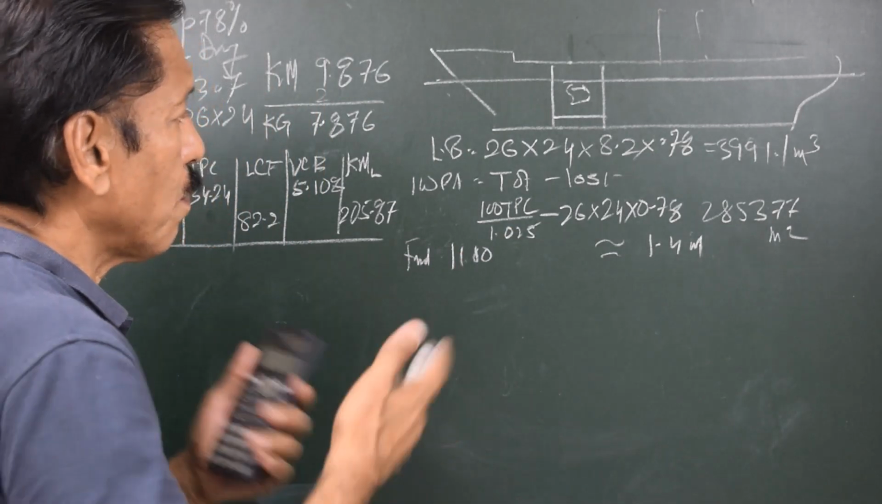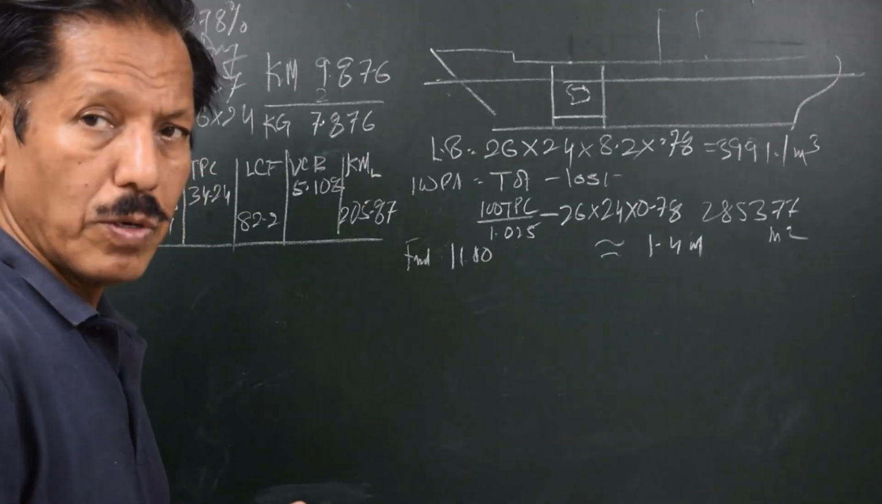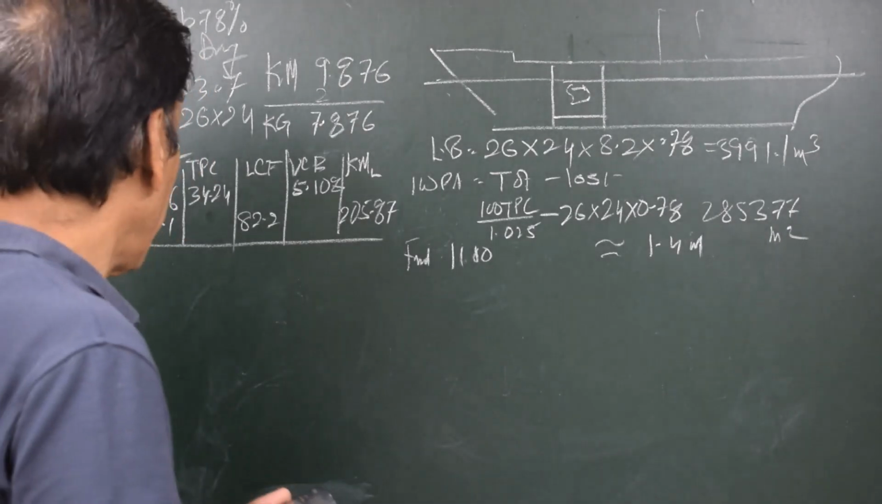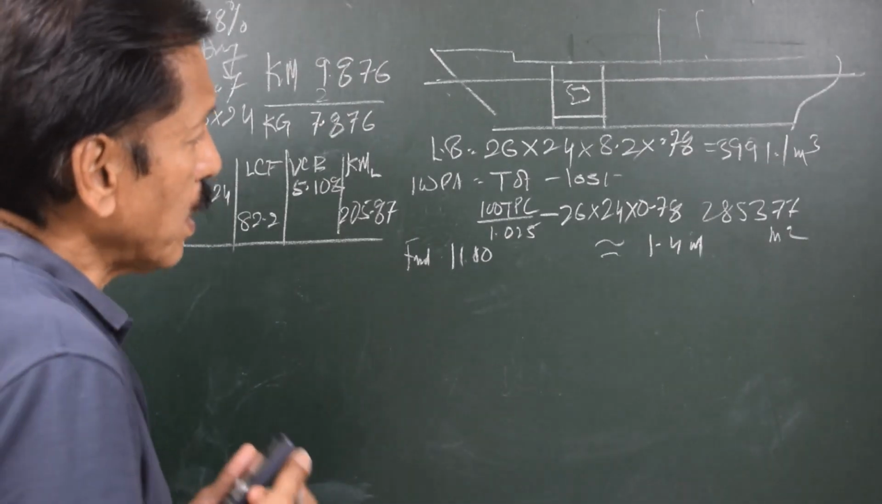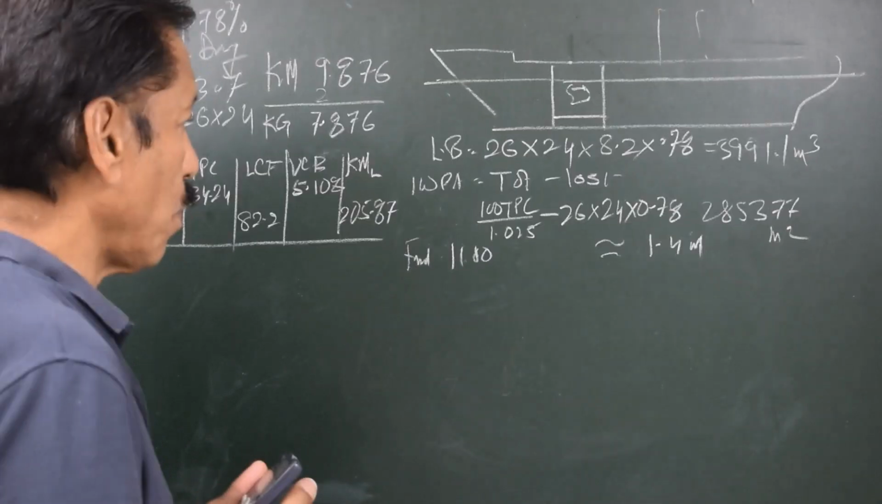Now there are a lot of things to be done because it's a ship-shaped vessel and we are doing it by the constant displacement method. One of the first things that should be found out is the shift of center of flotation.